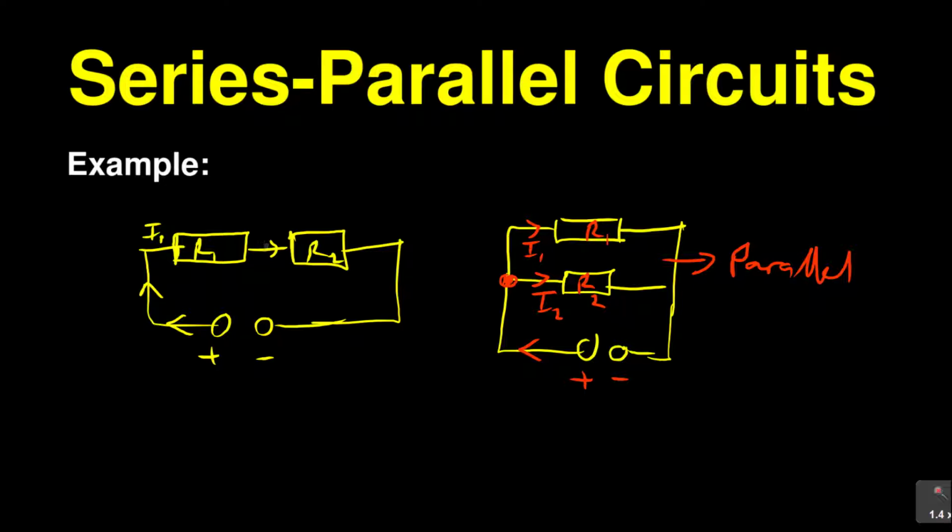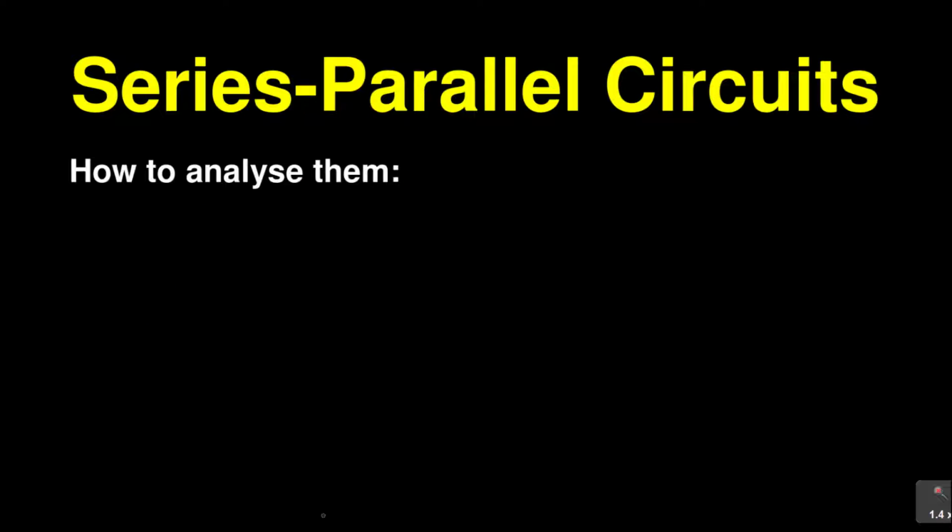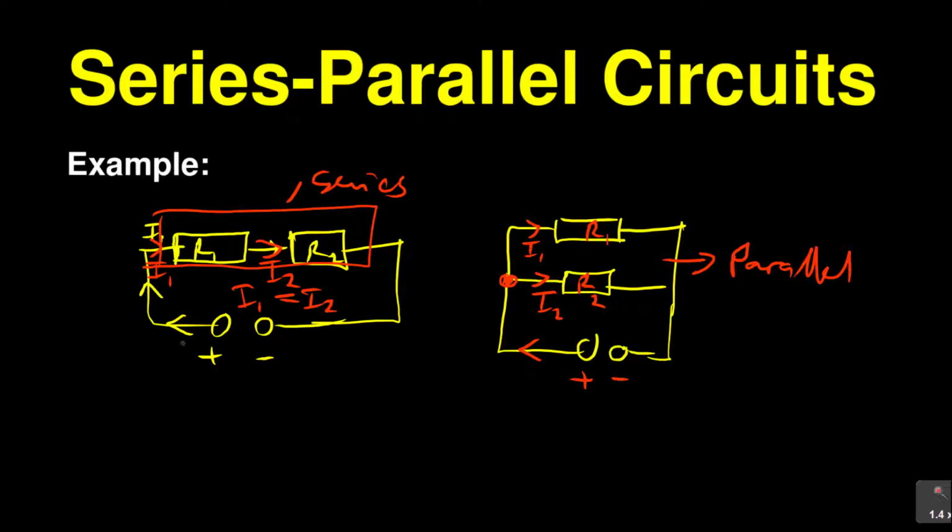And then if the current that passes through R2 is I2 and the current that passes through R1 is I1, if I1 is equal to I2, we are saying these resistors have the same current. They are not sharing, but they have the same current. We say they are in series. So remember that.